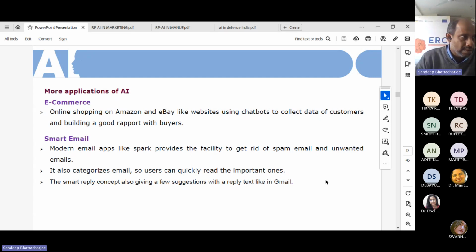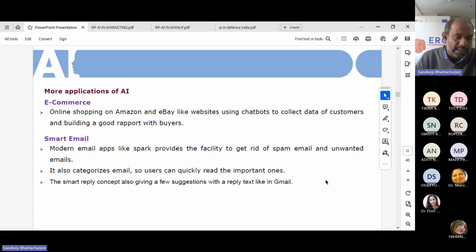Then you've got smart email systems, where you have modern email apps like Spark, which provide the facility to get rid of spam mails. You have AI-based smart email systems which will automatically detect what are spams and what are important mails entering your inbox. They will separate spam from the important mails, and they can easily help you get rid of unwanted or unsolicited mails. It also categorizes emails so that users can quickly read the important ones which are more priority. It can also identify priority mails, right?